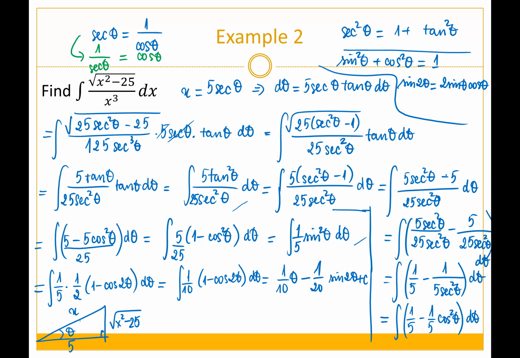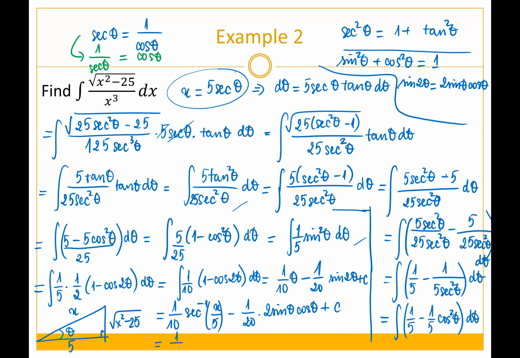You're going to use the right triangle. So here you have 1 over 10 inverse secant of x over 5, because secant theta is x over 5 here, minus 1 over 20 multiplied by 2 sine theta cosine theta, and then plus C.